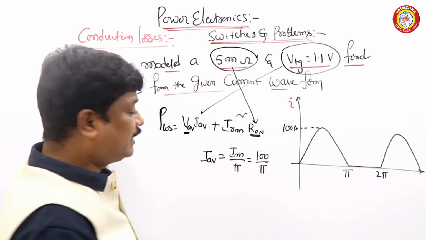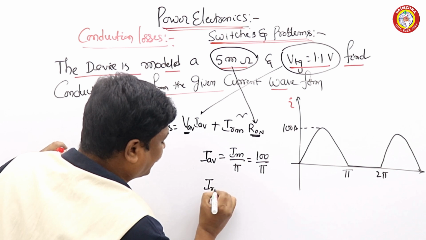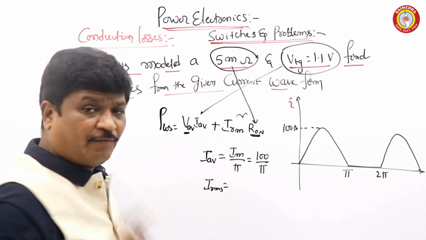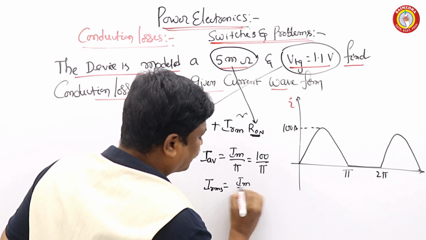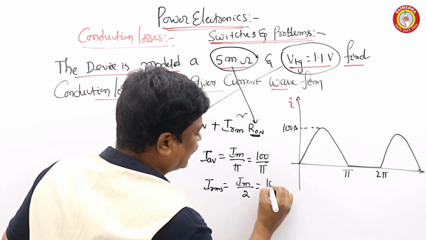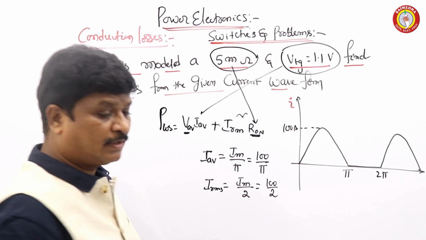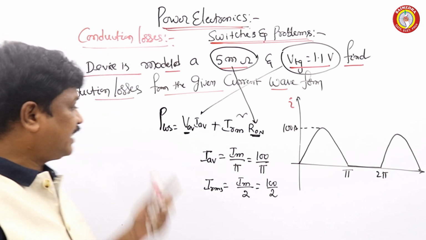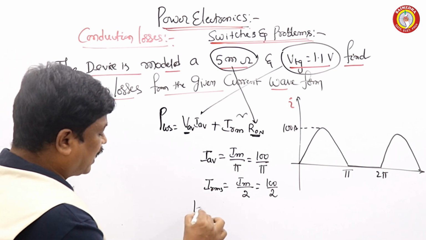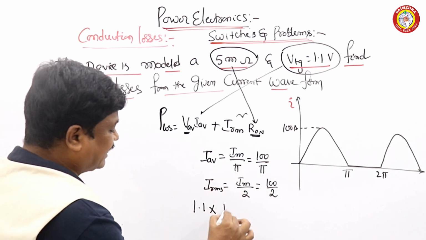How much is it? Then what is the RMS value for a half wave? If it is a full wave, it is Im by root 2; for a half wave it means Im by 2. That is 100 by 2. Then how do we calculate the voltage? Average voltage is how much is given? 1.1 into average current, which is 100 by pi.